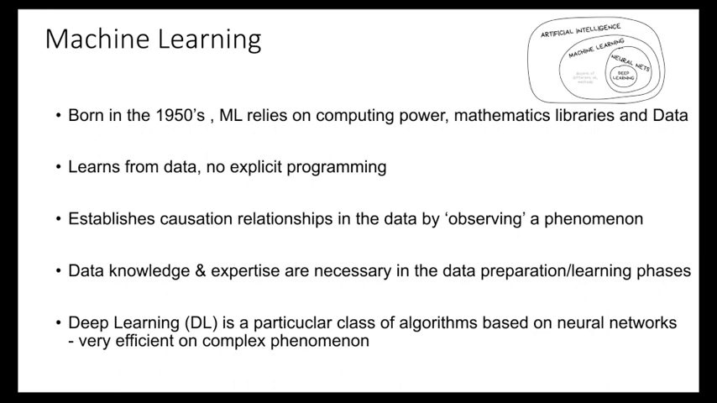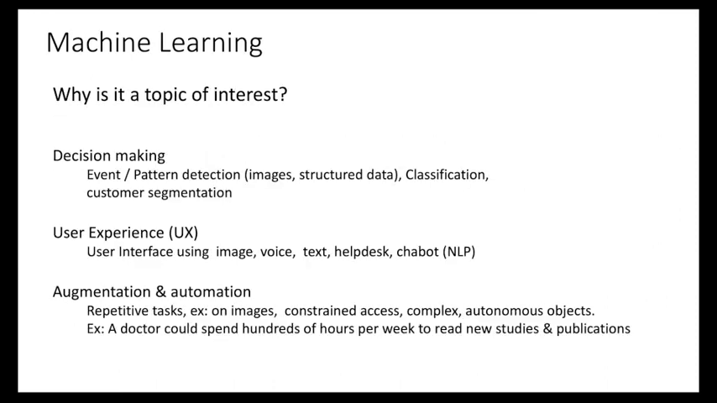Data knowledge and expertise are always necessary, especially in the data preparation and the learning phases. The early stages, you need a business expertise. These algorithms need humans and human knowledge to build this intelligence. Deep learning is just a particular class of algorithms based on neural networks. This class of algorithms are very efficient on complex phenomena with not hundreds, but thousands or millions of columns of characteristics, of features. And why is it a topic of interest?